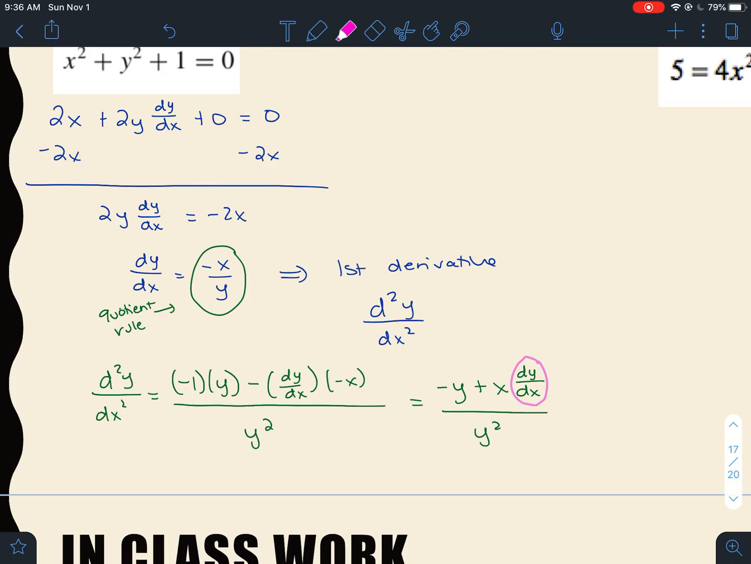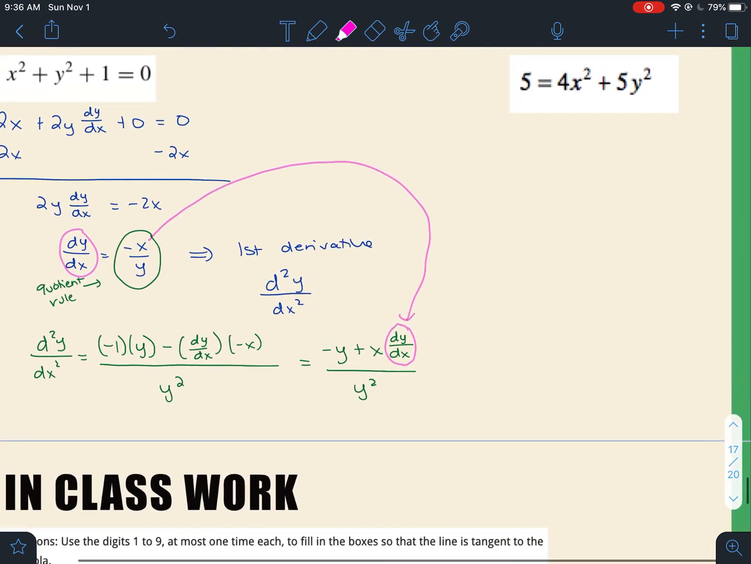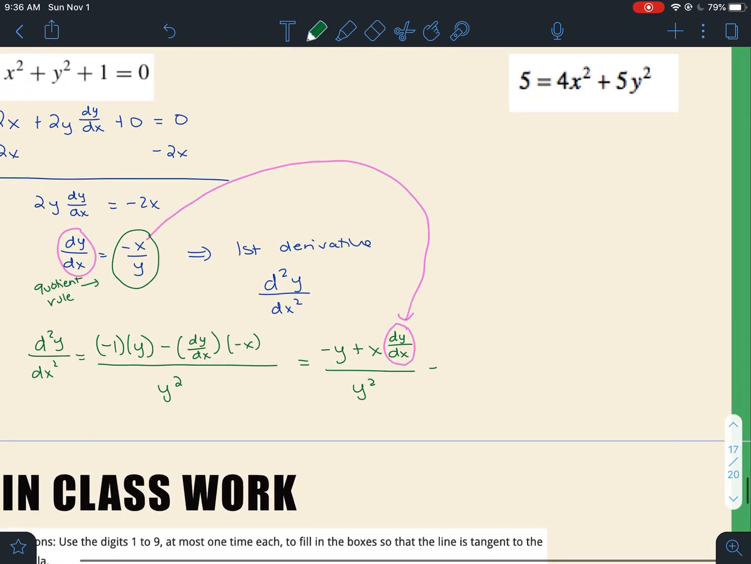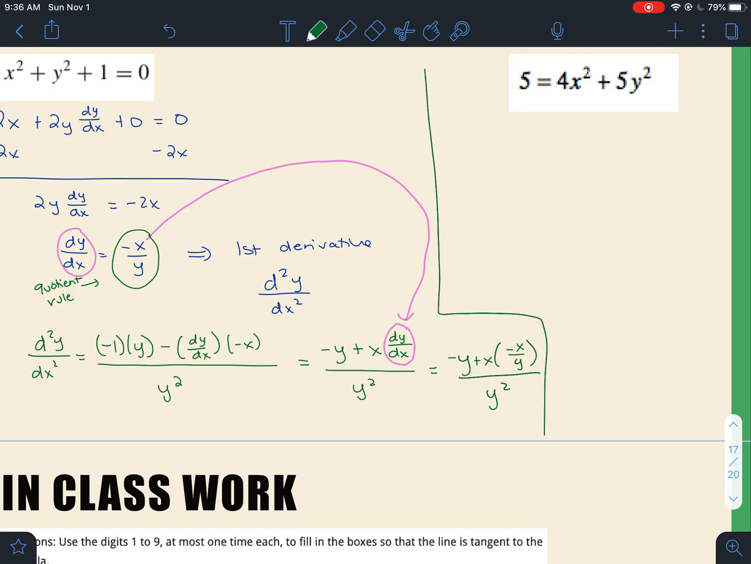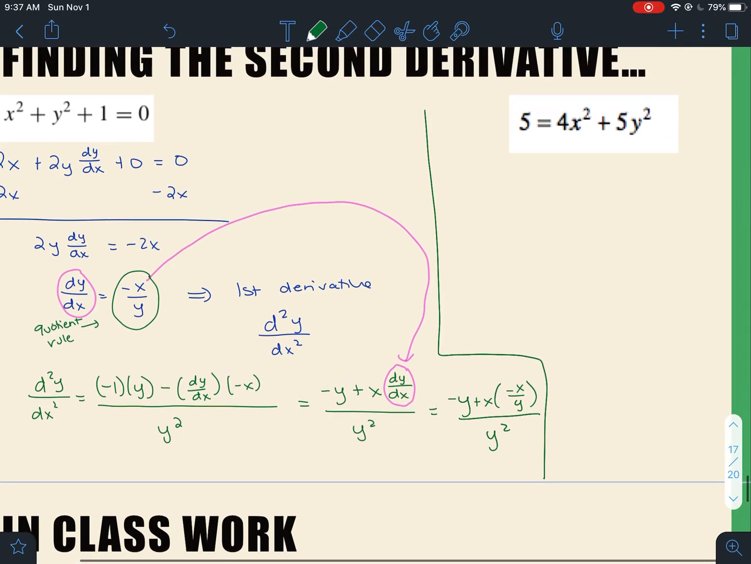But notice within the second derivative, I have a dy/dx. So I need to be able to substitute what dy/dx was into that. Well, dy/dx is equal to negative x over y. So I'm going to take the negative x over y and substitute it in right there. And so my final second derivative is going to be (-y plus x times -x/y) all over y squared. And that's going to be the second derivative for the original relation x squared plus y squared plus 1 equals 0. All right, let's look at the next one.